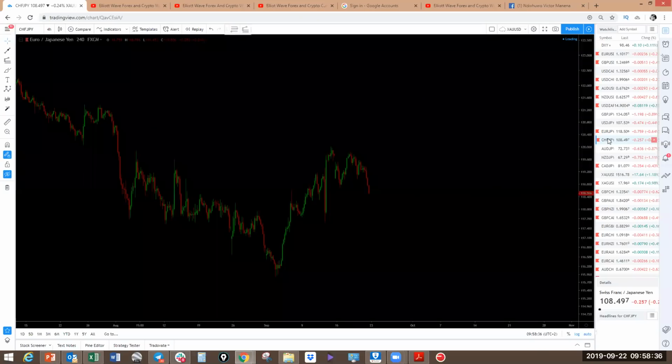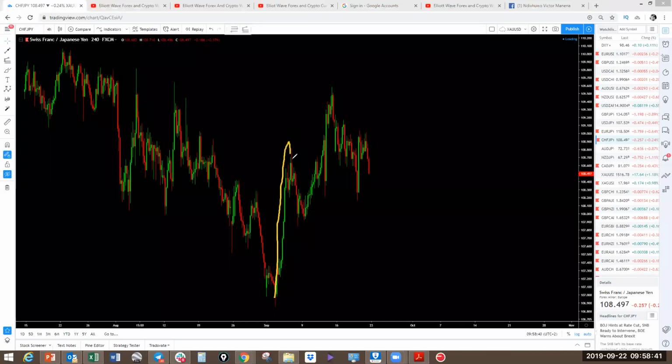CHFJPY has got a similar structure. It's got a 3-wave up. We've got a 3-wave up here. 1, 2, 3. We're coming down here. It came down with 3 waves in a pulsing move. It's making another 3 waves here. Let's see if it's going to push slightly up and then down.